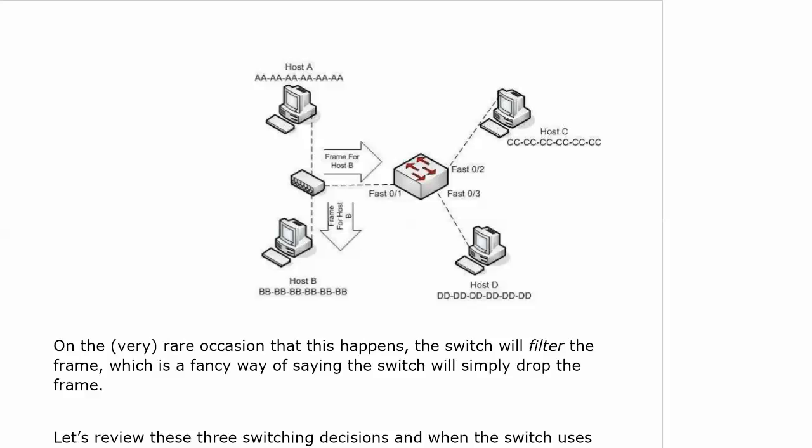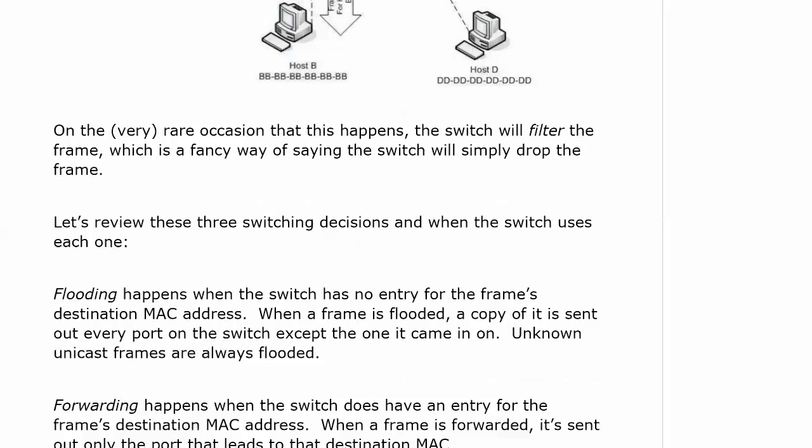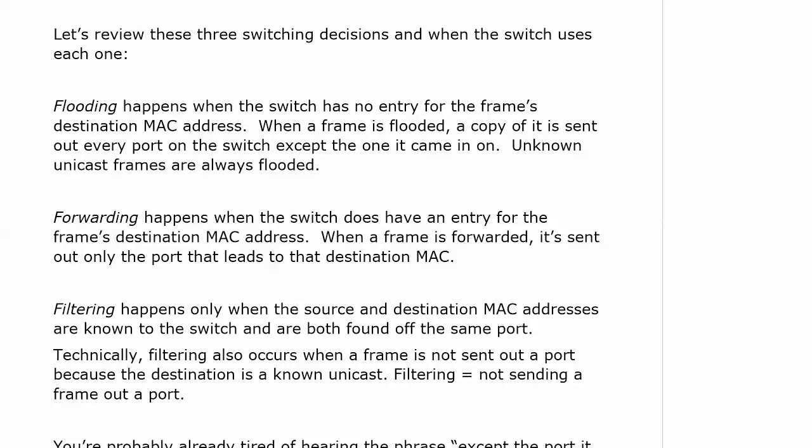That's really it. Now let's review these three switching decisions and when the switch uses each one. And I do have an addendum to that filtering definition. With flooding, that happens when the switch has no entry for the frame's destination MAC. We know now when a frame is flooded, a copy of it is sent out every port on the switch except the one it came in on. Unknown unicast frames are always flooded. Forwarding happens when the switch does have an entry for the frame's destination MAC, and when a frame is forwarded, it is sent out only the port that leads to that destination MAC.